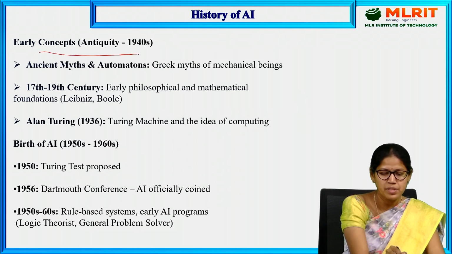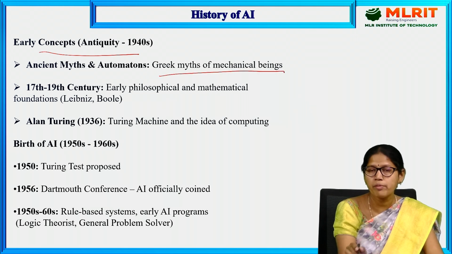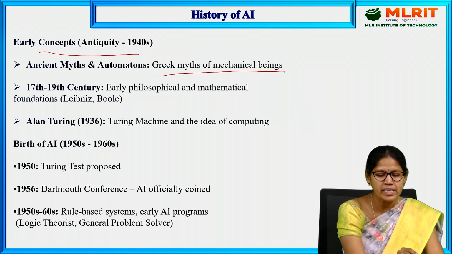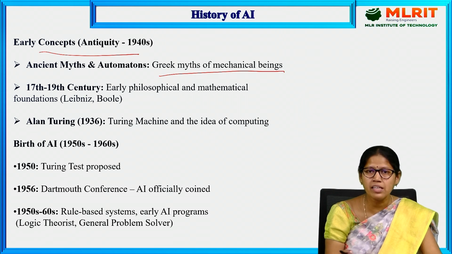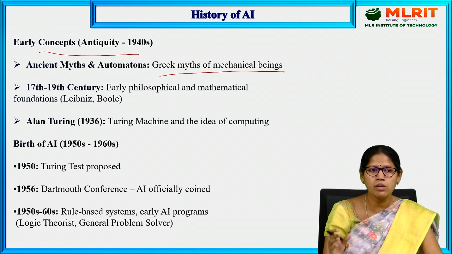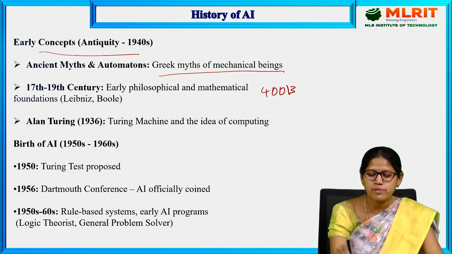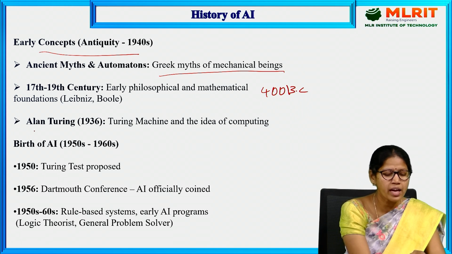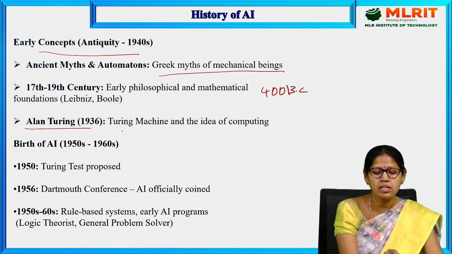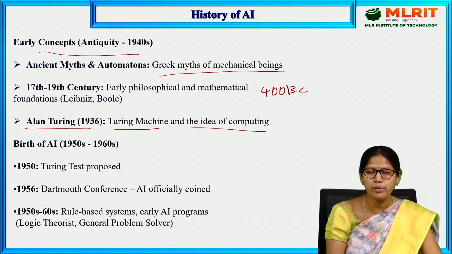The early concepts we have already discussed, that is Greek myths of mechanical beings. In the 17th to 19th century, philosophers said that the brain operates on an internal encoded language. For example, if you are cooking something, the brain will process that thought and it will perform some action. In 400 BC itself, the philosophers said that. Next, in 1936, Alan Turing proposed the Turing machine and the idea of computing.